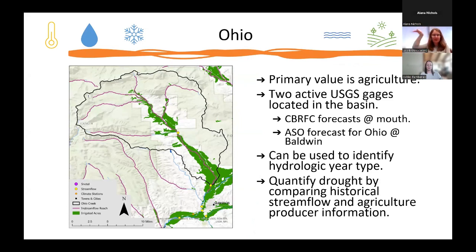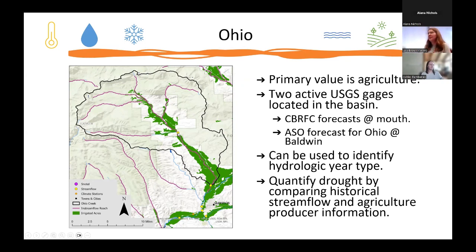So I'm going to go around the basin clockwise. I started with the Ohio. The primary value is agriculture, and this map is showing the irrigated acreage in bright green. Again, the yellow dots are the 2 active USGS gauges in the basin, and CBRFC offers a forecast at the mouth of the Ohio. And then ASO actually does a forecast for Ohio at Baldwin.